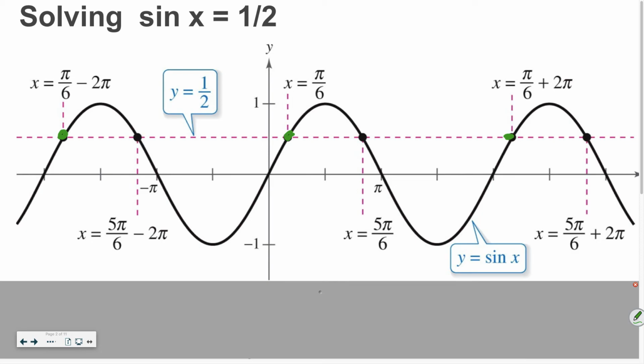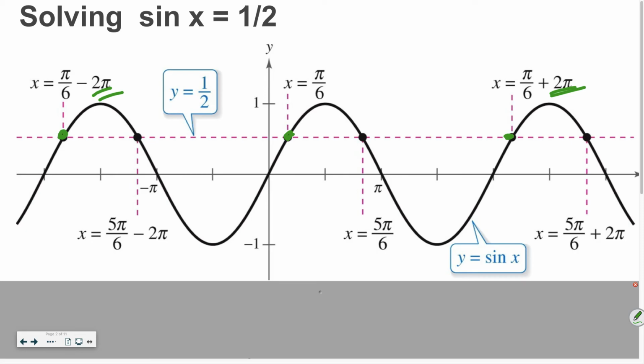So how many solutions technically are there to this equation? Infinite. Now, you're not going to write infinitely many solutions because we actually can describe what those infinitely many solutions look like. Okay? Now this 2 pi, where's that 2 pi coming from? Okay, that's the whole period of the graph.